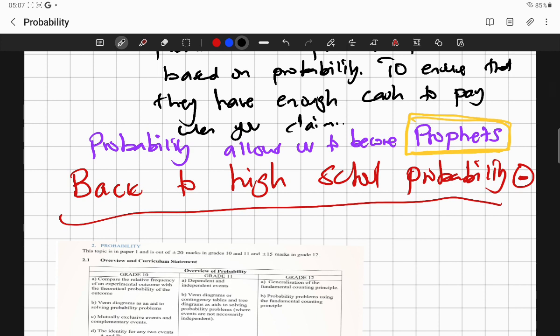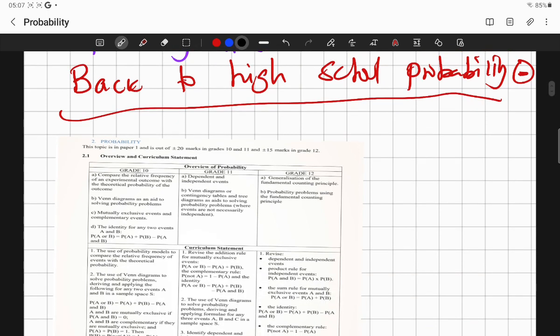Like I said, probability allows us to become the prophet. So think of yourself as a prophet. If you are doing probability, you are a prophet. You can tell the future. But back to the high school probability.